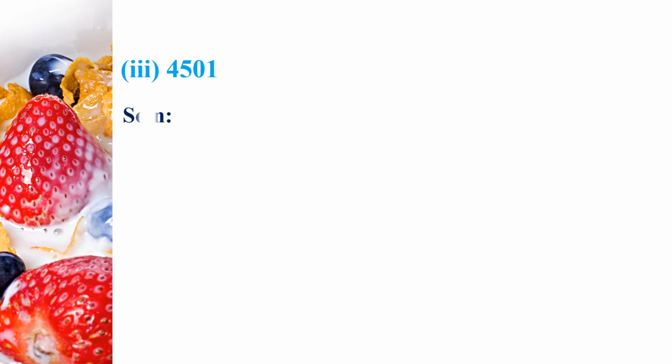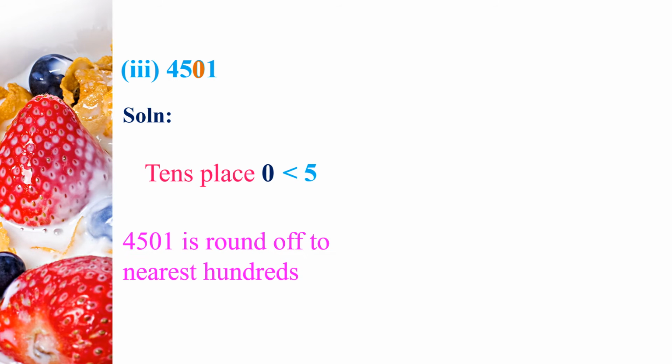4501. Now the tens place is 0, compare with 5. 0 is less than 5. So 4501 rounded off to the nearest 100 means, less than 5, we replace the tens and ones digits by 0, isn't it? Yes. So we'll get 4500.